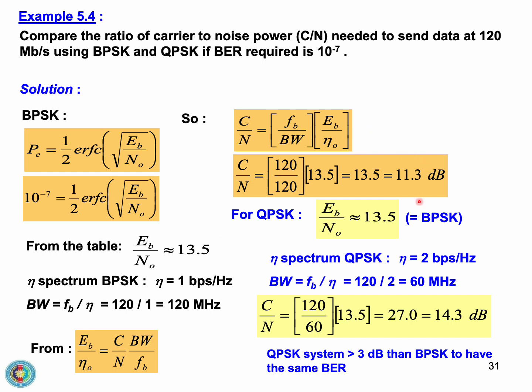Now, for QPSK. Interestingly, for the same BER, QPSK also requires an EB/NO of approximately 13.5. However, QPSK boasts a spectral efficiency of 2 b/s/Hz. This means for the same bit rate, it only needs half the bandwidth, 60 MHz. When we calculate the C/N, we find it's 27.0, or approximately 14.3 dB. This comparison reveals that while QPSK is twice as spectrally efficient, it requires about 3 dB higher C/N than BPSK to achieve the same bit error rate.